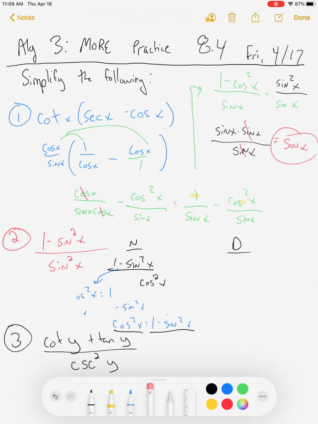I'm going to erase all of this blue stuff. Eventually. I promise, I'm getting there. All right, come on, buddy.